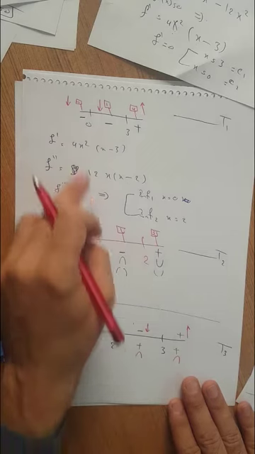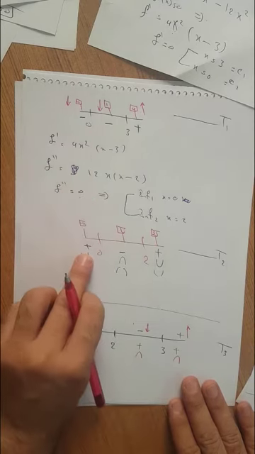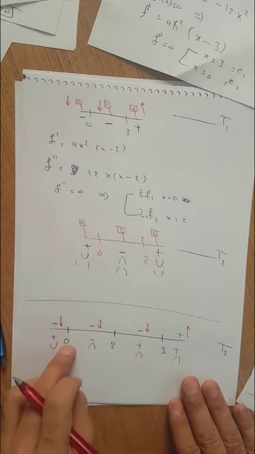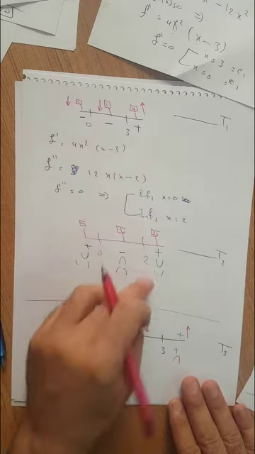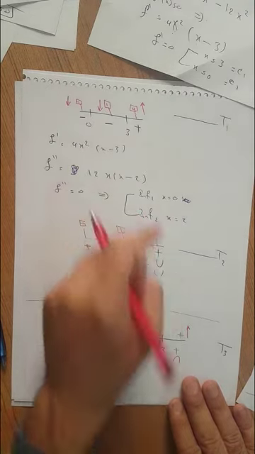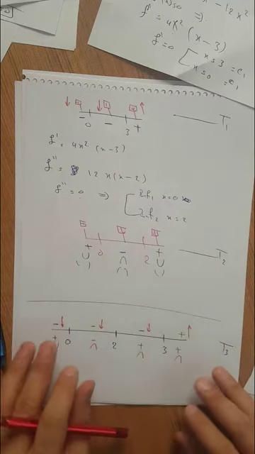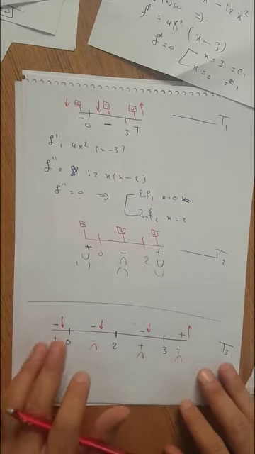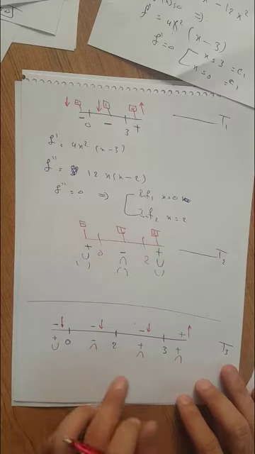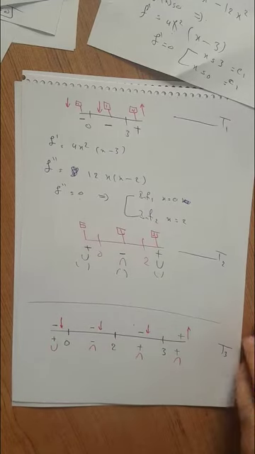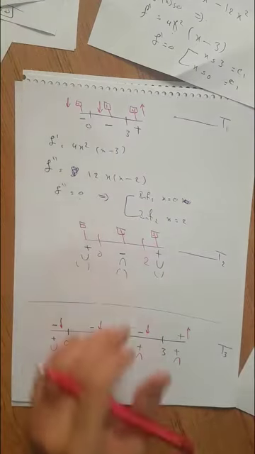We have 0, 0, critical, inflection point. So 0, 0. We have 2 here, inflection. We have 3 here, critical. So we made a mix. We mix all the points here. That's why I say we summarize. After this one, you can really sketch the graph.